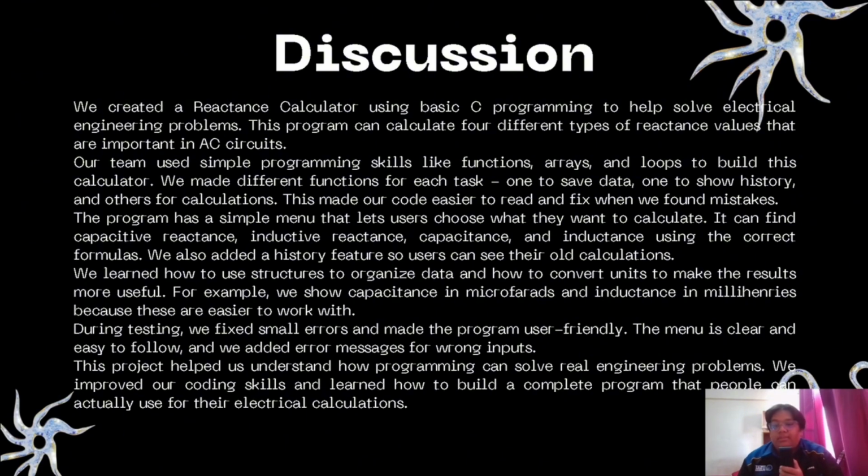The program has a simple menu that lets users choose what they want to calculate. It can find capacitive reactance, inductive reactance, and capacitance and inductance using the correct formulas. We also added a history feature so the user can see their old calculation. We learn how to use structures to organize data and how to convert units to make the result more useful. For example, we show capacitance in microfarad and inductance in millihenries because these are easier to work with.